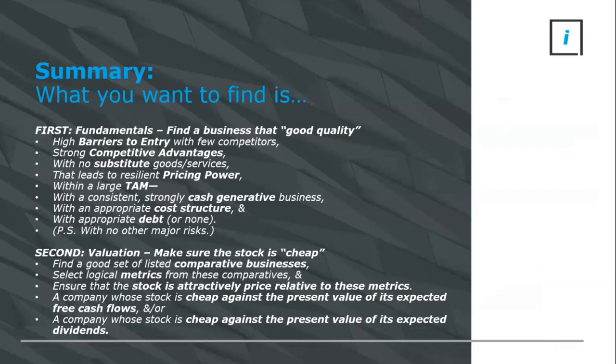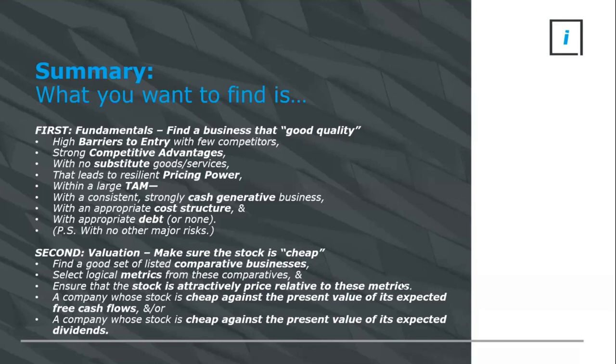So in summary, and I'm not going to run through this again, you want to find a good business that has potential to grow into a huge business. And in looking for it, you want to make sure that that good business's stock is cheap. And what is cheap? Well, there's relative cheap, which is find a good list of comparative businesses, select logical metrics from these, and ensure that the stock is attractively priced to those metrics.